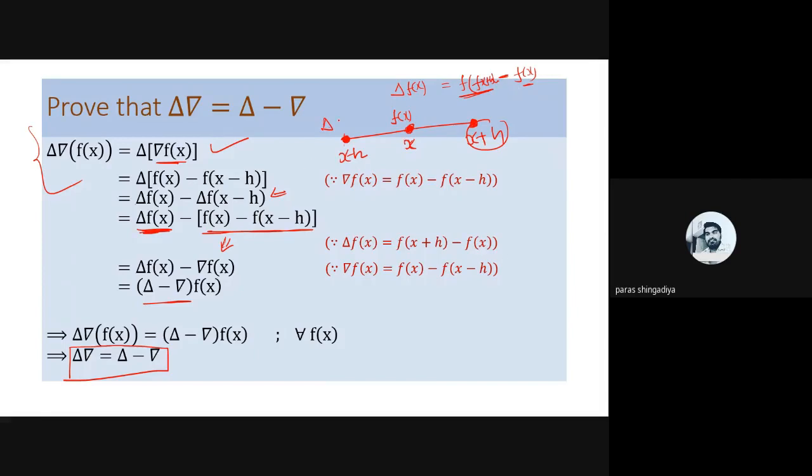And now we are applying delta, where are we applying delta? At the place x minus h, you are applying delta, okay. So what will be the rule of delta? You predict the next output. What will the next output be? x minus h plus h, that will be f of x. That will be the next output in that case. So it is f(x) minus f of x minus h. You are applying delta at the place x minus h, so it will be f(x) minus f of x minus h.